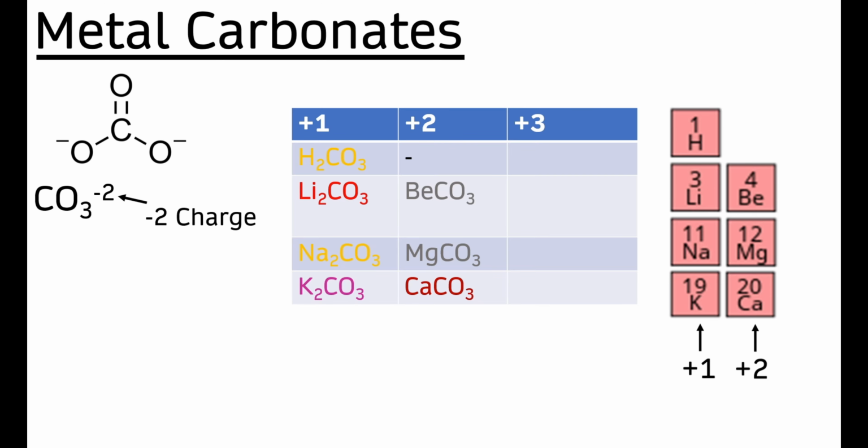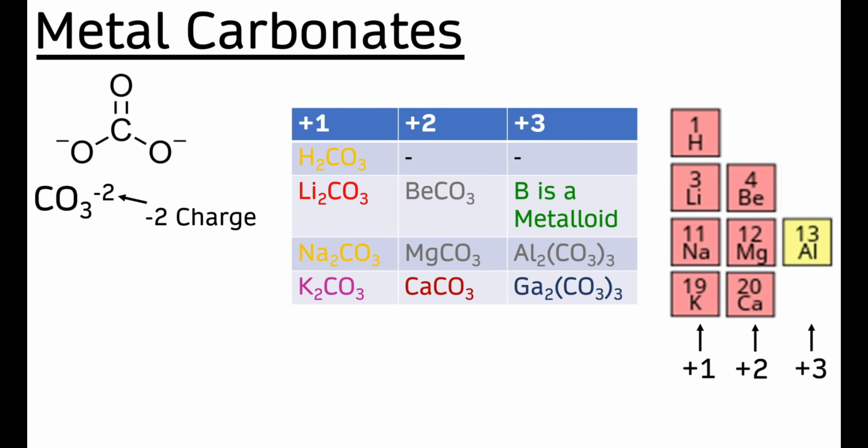For +3, we don't have boron, as it is a metalloid, and doesn't form metal carbonates, but has a bright green flame. Aluminum is white, and gallium is a deep blue. And here is aluminum.